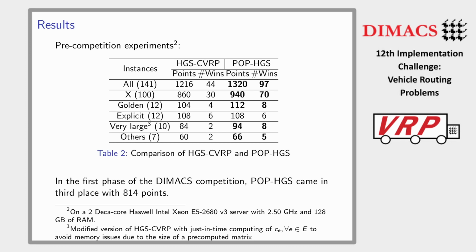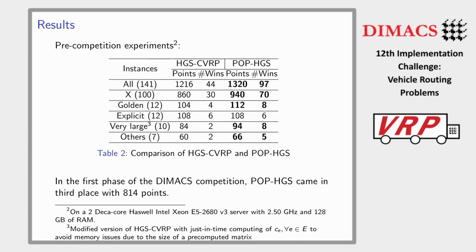In Golden instances, POP has 8 wins against 4. In the Explicit instances, we have a tie, but both methods managed to find the same solution in a similar time. So we have a tie here.